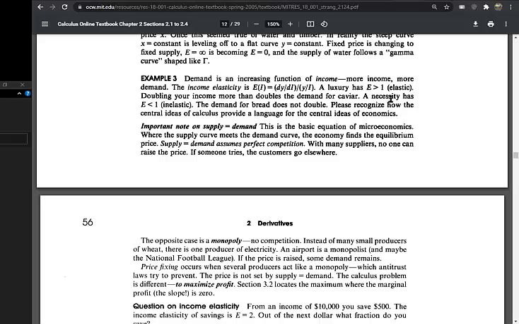If something is a necessity, it's inelastic. So like bread, okay, it's not going to double. So like he says, this gives a way to talk about ideas in economics that are intuitive.